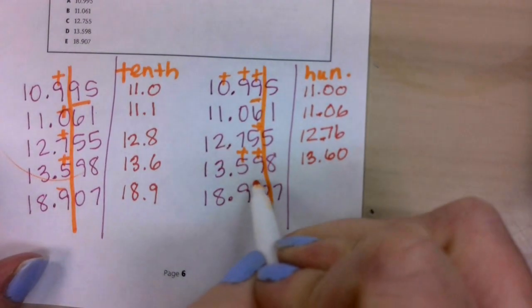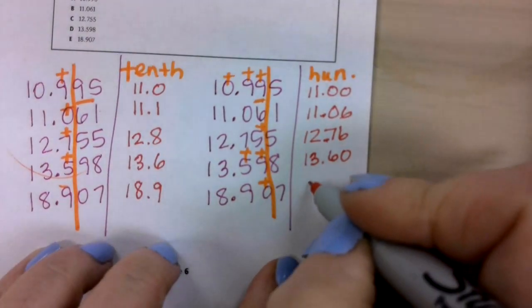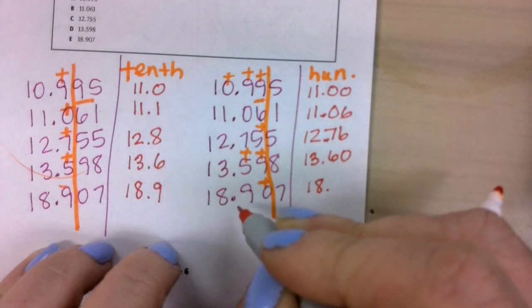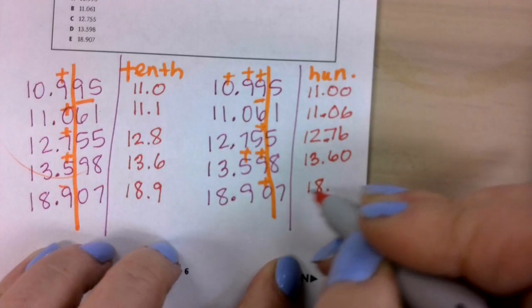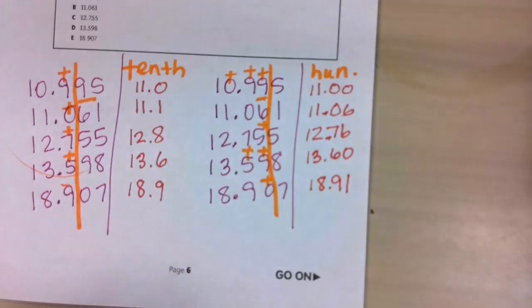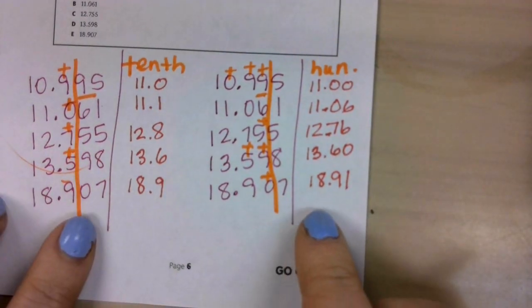Now let's come down to this. 7 does have enough power to bump this up. And when it bumps up, we're going to have 18 as our whole number. We're going to have 91 in the hundredths place.